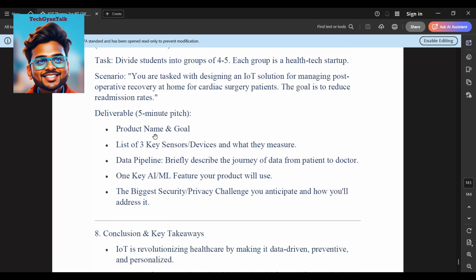Deliverables: a 5-minute pitch, the product name and goal, a list of 3 key sensors or devices and what they measure, and the data pipeline, briefly describing the journey of data from patient to doctor. Also, one key AI/ML feature your product will use, and the biggest security or privacy challenge you anticipate and how you will address it.